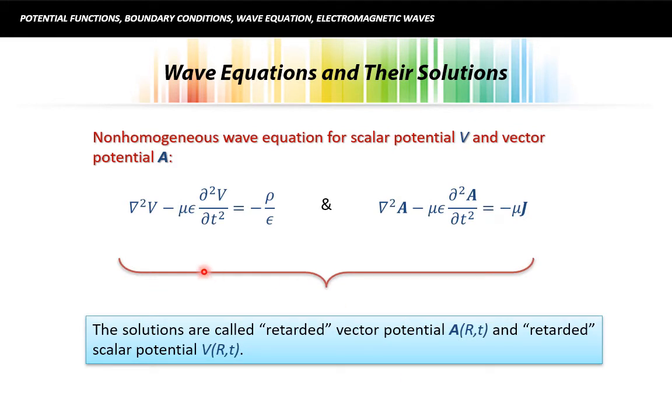Let's consider the non-homogeneous wave equation for scalar potential V and vector potential A, which are given by these two relations. The solutions of these equations are called retarded vector potential A_r of t and retarded scalar potential V_r of t. The details of these potentials are out of scope of this lecture, so please refer to any other electromagnetic book for the details.